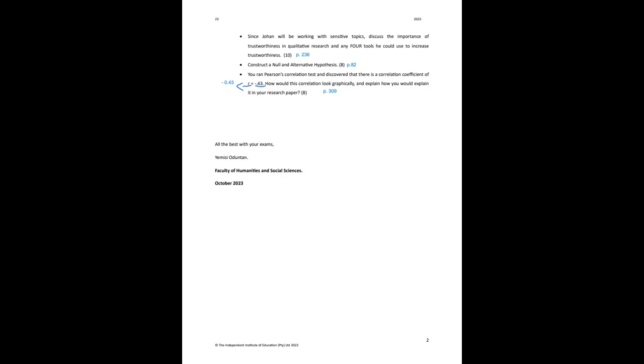So for instance, in this example, you're given a value of negative 0.43. So what are the things we can tell from this? Like, what do we know immediately from this number if we have an R value of negative 0.43? What is the strength of this relationship? Weak, correct, absolutely. And yes, negative.